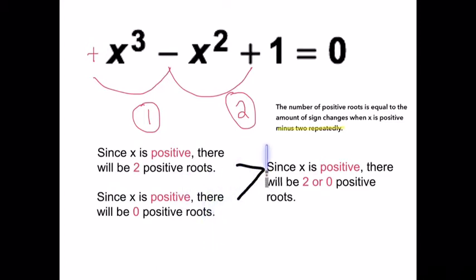But you also minus 2 repeatedly. So also, since x is positive, there will be 0 positive roots. That's a possibility too. So since x is positive, there will be 2 or 0 positive roots. There's no way of knowing whether you're going to get 2 positive or 0 positive, but it's just an idea.